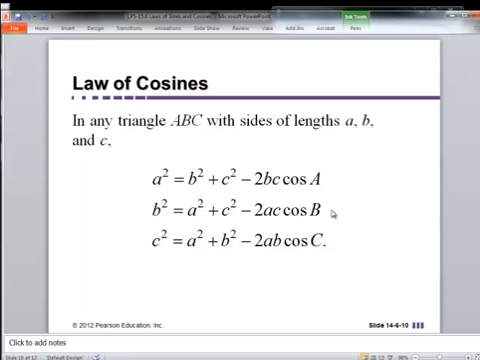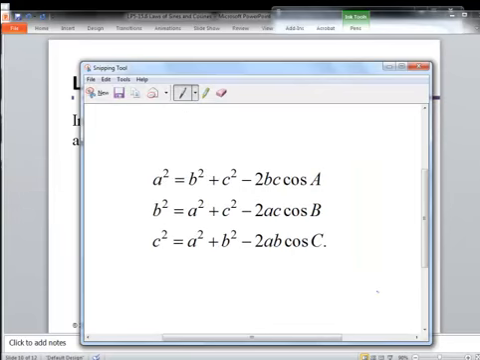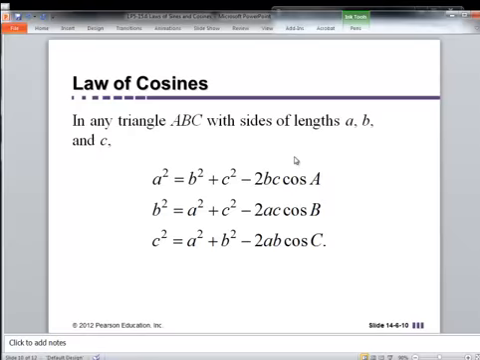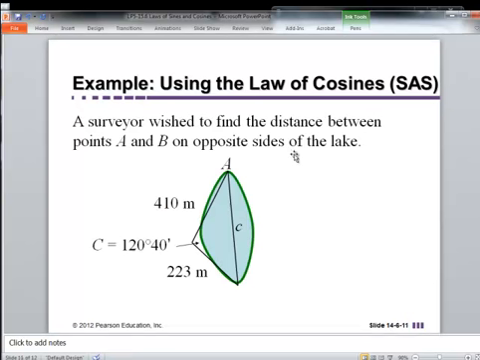A law of cosines. A squared is b squared plus c squared minus 2bc cosine A. Here's what I want you to notice about the law of cosines. B and c are what you multiply. Cosine is what you're looking for. Okay? So this only works if you know two sides and the angle between them. That's when the law of cosines works. Notice in this case we know two sides and the angle between them.